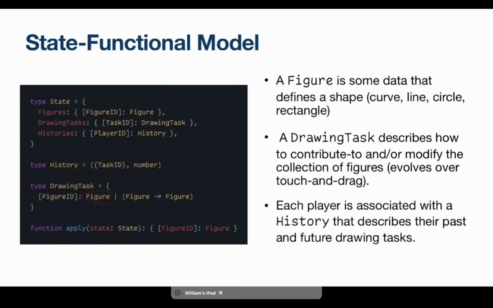Here I've tried to indicate that a drawing task describes a bunch of changes to certain figures, either by saying, at this figure ID, you should apply this function that changes it from this kind of figure to this kind of figure, or it's just a contribution of you should add this figure to the table of figures. Then there is a function in which you can take a state and compile it all down by applying all the drawing tasks to the figures, and that gives you the result of what the board should look like, according to what's been set in stone and what's temporary at the time but still there.